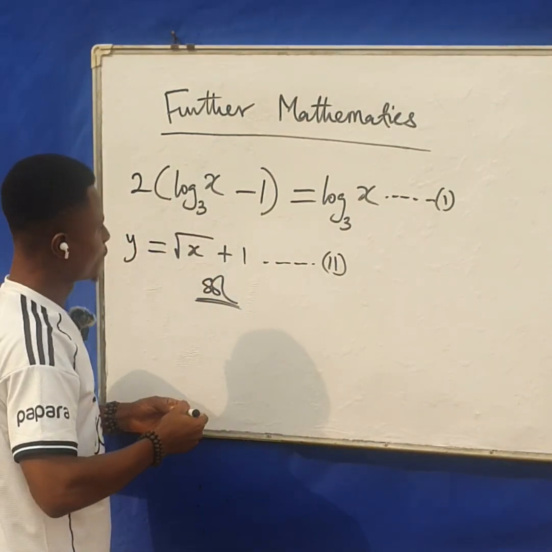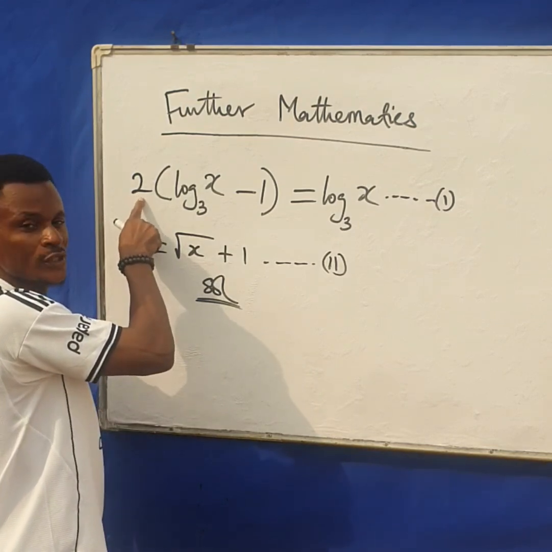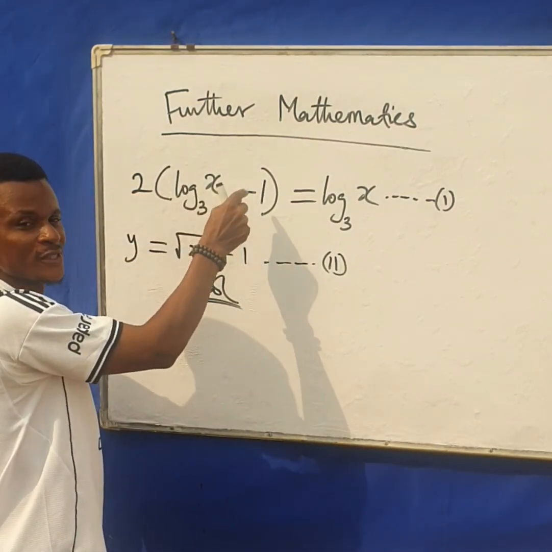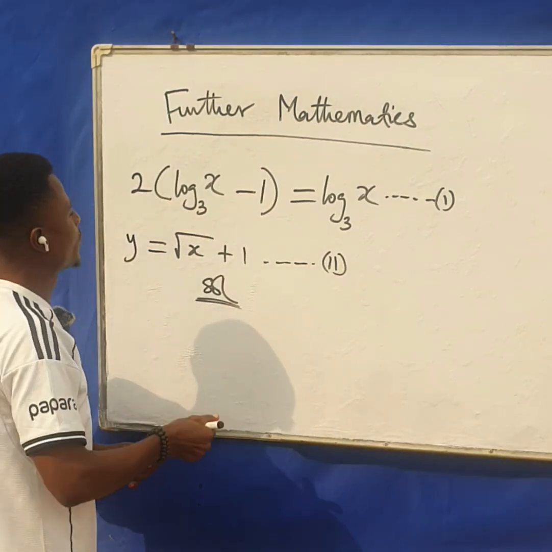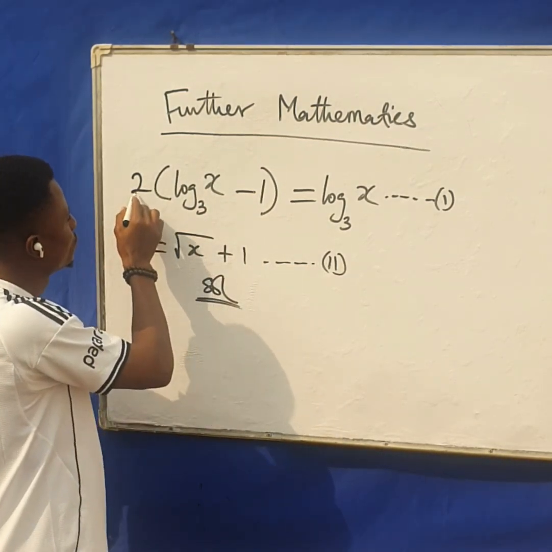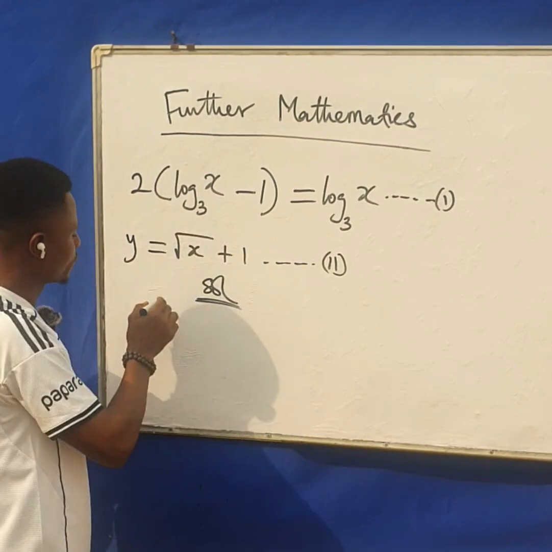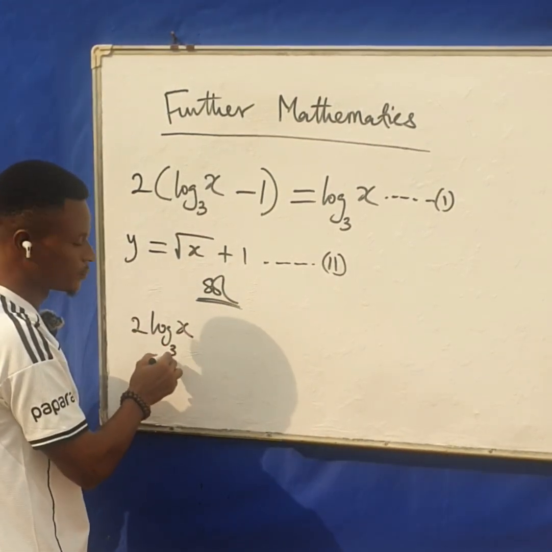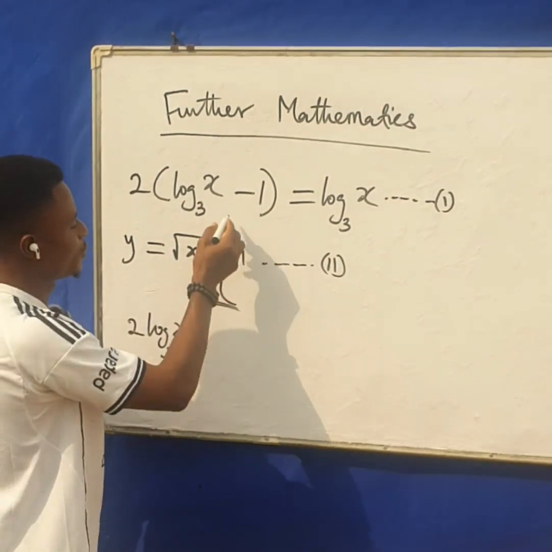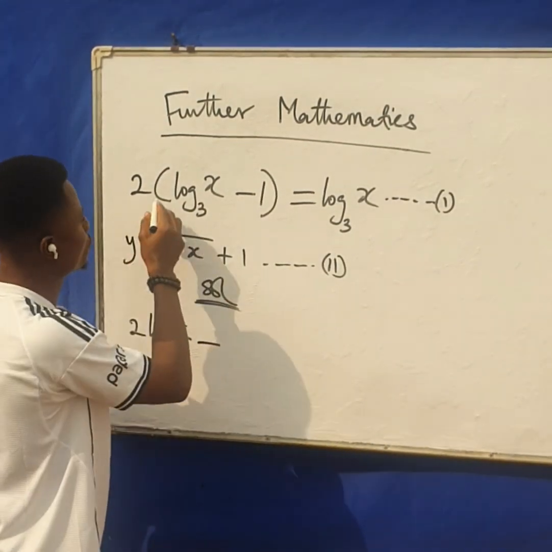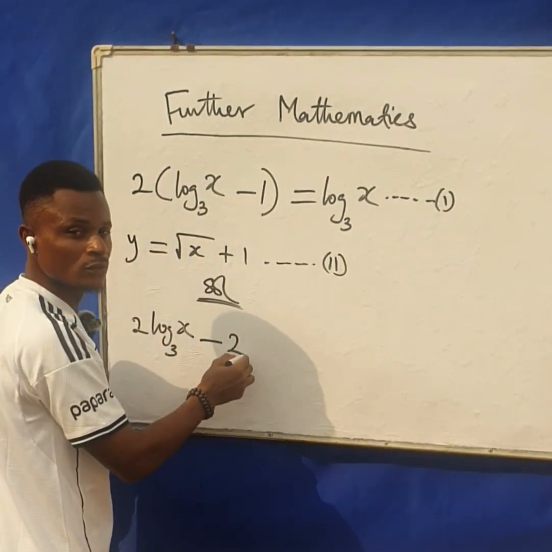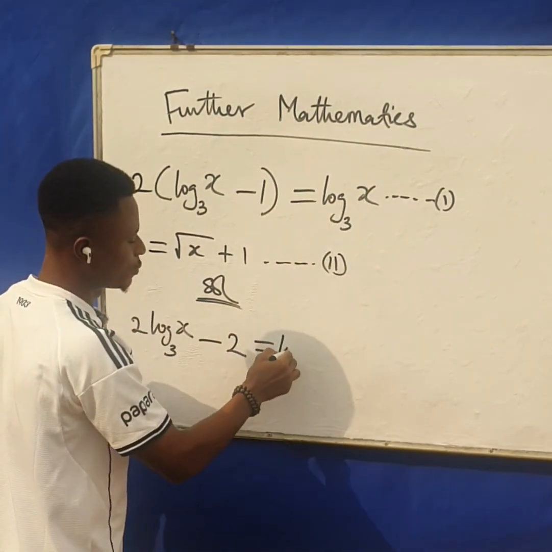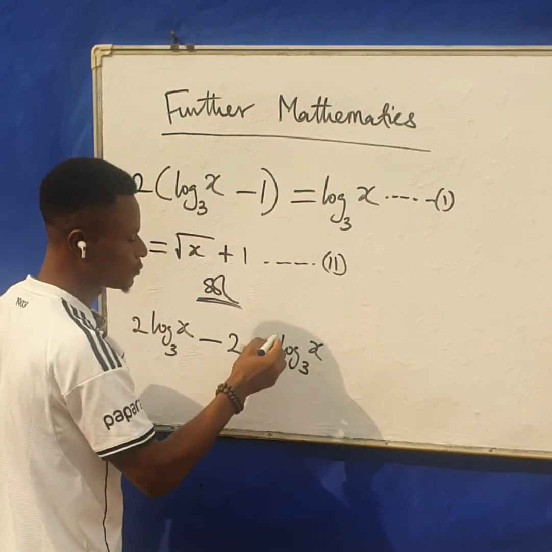From this equation, we need to use this 2 here to open this bracket. We are going to use this 2 to multiply each of the terms inside this bracket. When we do that, 2 times log x base 3 will give us 2 log x base 3. Then bring down this minus sign. 2 times this 1 will give us 2. Then equal to log x base 3.